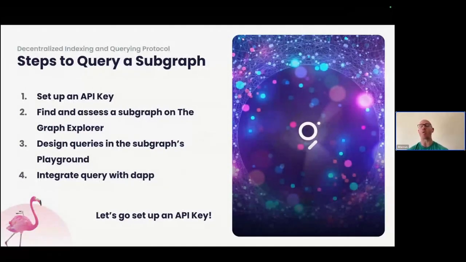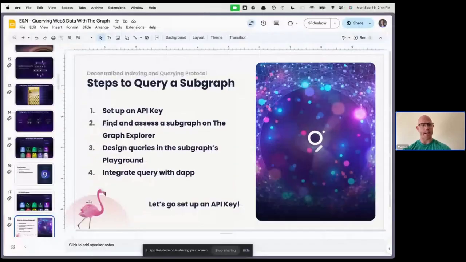If you are going to be querying a graph on the Graph network and using the data in your decentralized application, this is a pathway to do it. So pay attention here and learn how to query those different subgraphs that already have data waiting for you. So I'm going to go ahead and do that right now.